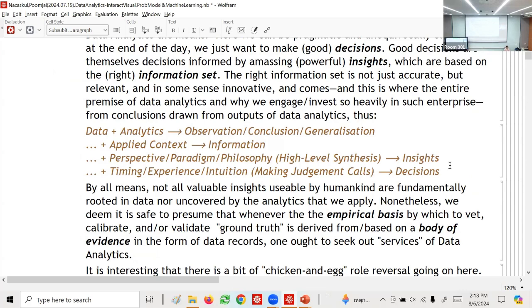So data plus analytics, right? That gives you observation, some kind of conclusion that you can generalize from. Now, this on its own, unless you have context, like I'm working on finance, I'm working on logistics, I'm working on some kind of marketing, okay? Then you add that. That becomes your information. And that information, if you don't have a marketing specialist, or you don't have marketing insight or a paradigm to it, then yes, it is an insight.